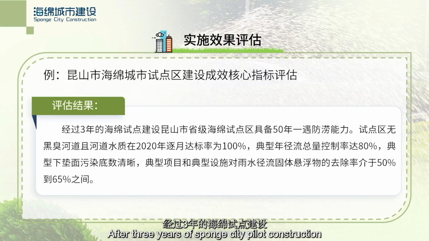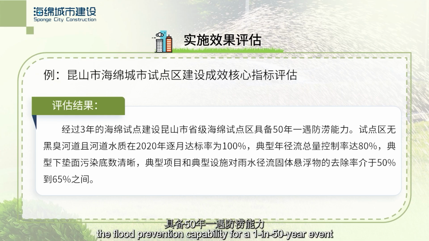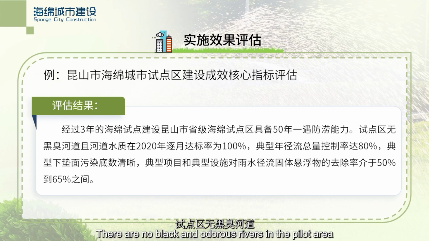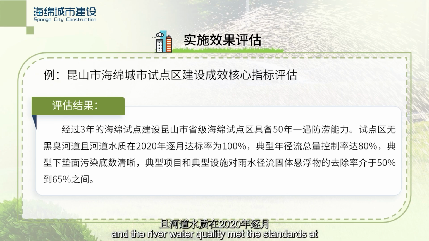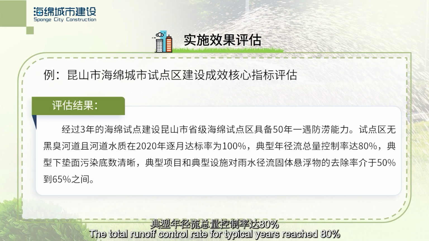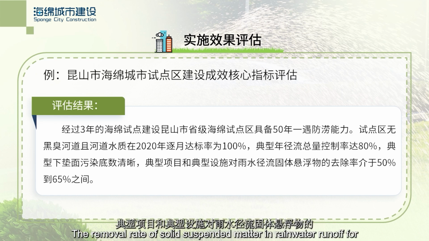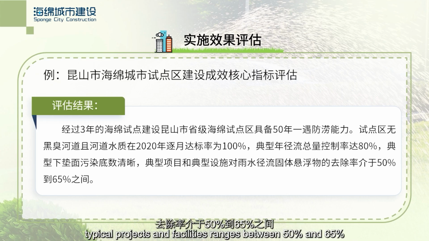After 3 years of Sponge City pilot construction, the provincial level Sponge City pilot area in Kangshan has the flood prevention capability for a 1 in 50-year event. There are no black and odorous rivers in the pilot area, and the river water quality met the standards at a rate of 100% monthly in 2020. The total runoff control rate for typical years reached 80%. The pollution baseline for typical surfaces is clear. The removal rate of solid suspended matter in rainwater runoff for typical projects and facilities ranges between 50% and 65%.